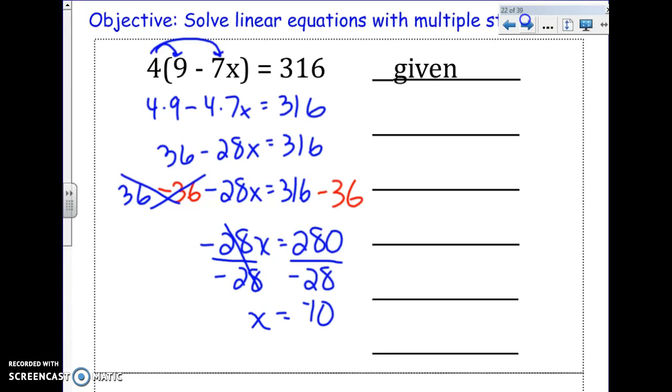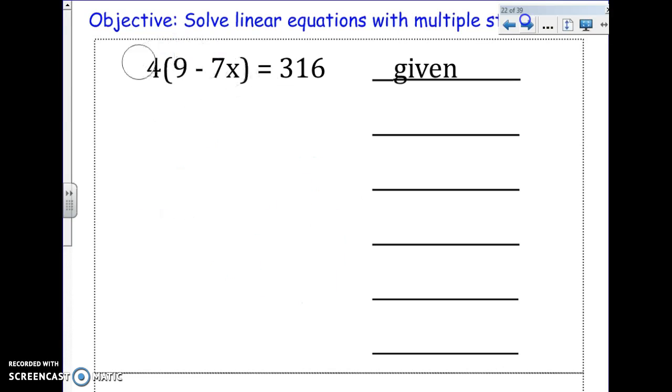This is a fine way to do this, by the way. You can totally get the right answer with that. But when there's nothing outside of the parentheses like this, you can actually go ahead and divide everything by 4 because we're reversing the order of operations. So you'd have 9 minus 7x equals, and I'm not sure, 79? That sounds about right. Kind of need to use a calculator for that.